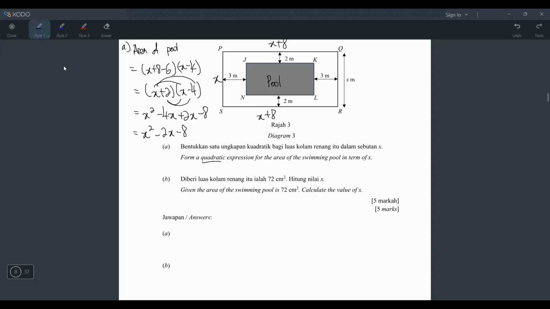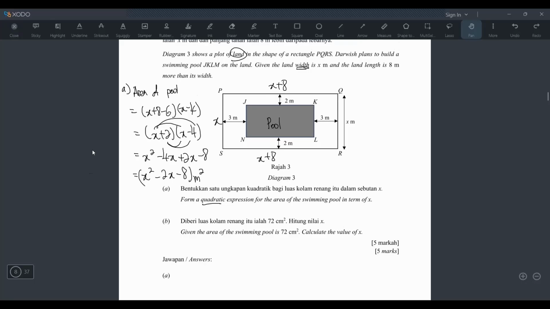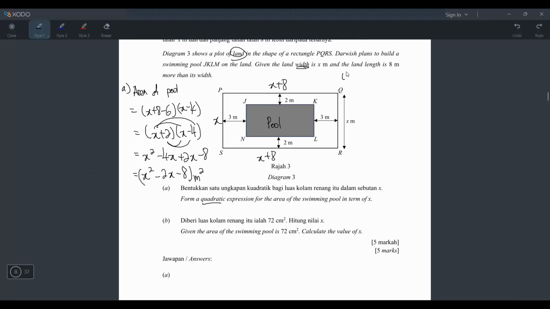But since it's area, I think there should be a unit here. So I'll put bracket meter squared because everything is in meters. So let's be careful also. Okay, so now for my B, I think I'll do it here.